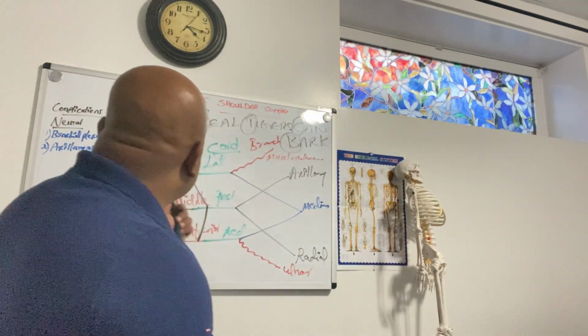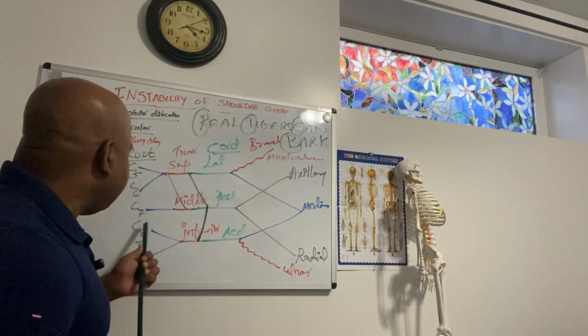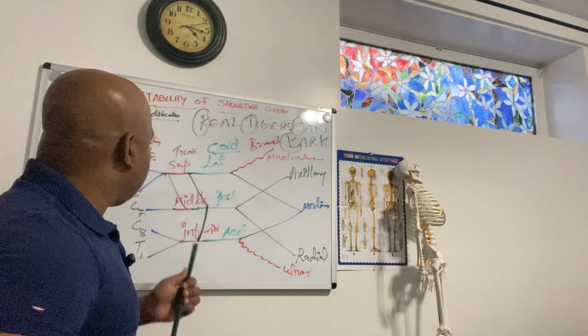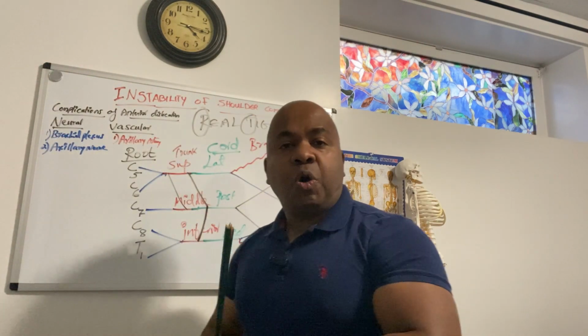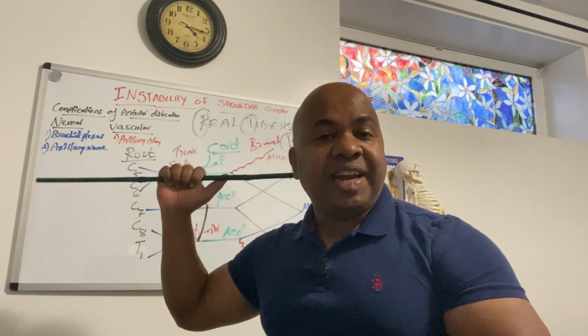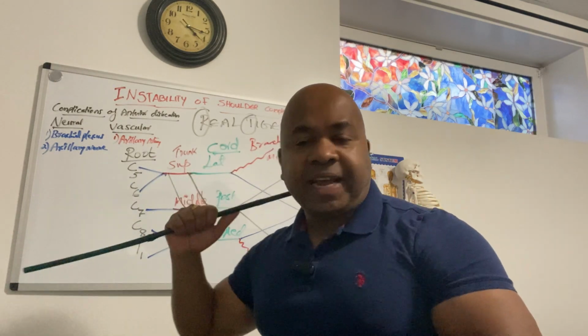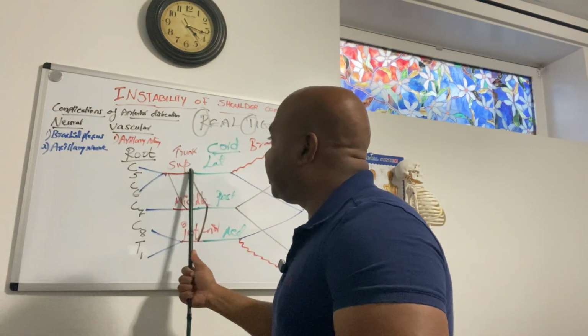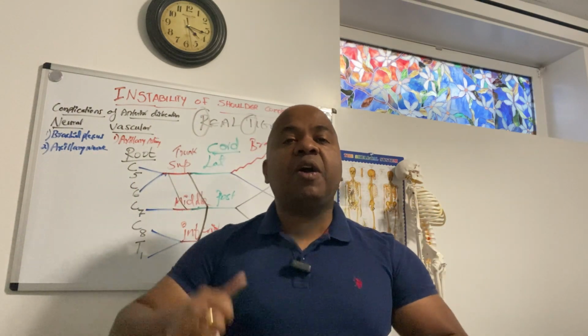So here you can see the root is formed by C5, C6, C7, C8 and T1. Where can you see the root of the brachial plexus? The root is seen at the neck level. From there, the trunk arises. Where can you see the trunk of the brachial plexus?